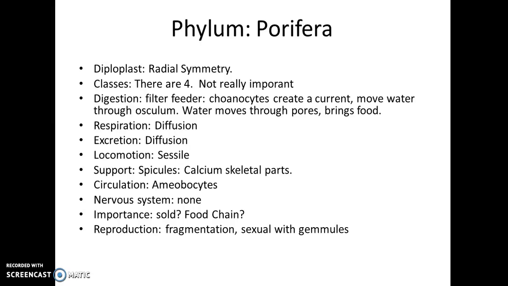Those are calcium skeletal parts. In fact, that's how they're classified into their classes, by the type of spicule they have. Circulation, they have amoebocytes that carry food around from cell to cell. They have no nervous system. Their importance, they're sold for money. They're part of the food chain. They filter things out, and they reproduce. They can do it through fragmentation, or they have sexual reproduction with these gemmules, which are kind of like sperm and egg. They're released into the water. Two gemmules form a zygote, which would be therefore a young sponge. So you're going to have to get that down. Hit pause. Have fun.